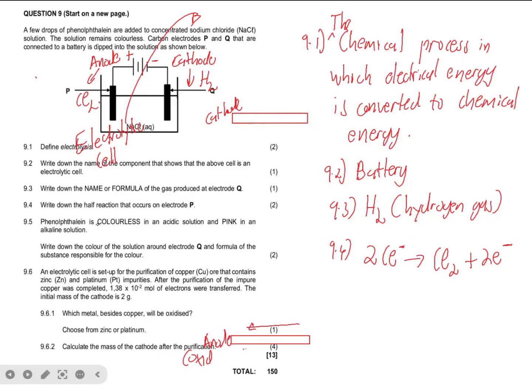Now they say phenolphthalein is colorless in an acidic solution and pink in an alkaline solution. Write down the color of the solution around electrode Q and the formula of the substance responsible for the color. So for 9.5, it has to turn pink. Why? Because this results in OH minus. So the formula of the substance is OH minus.